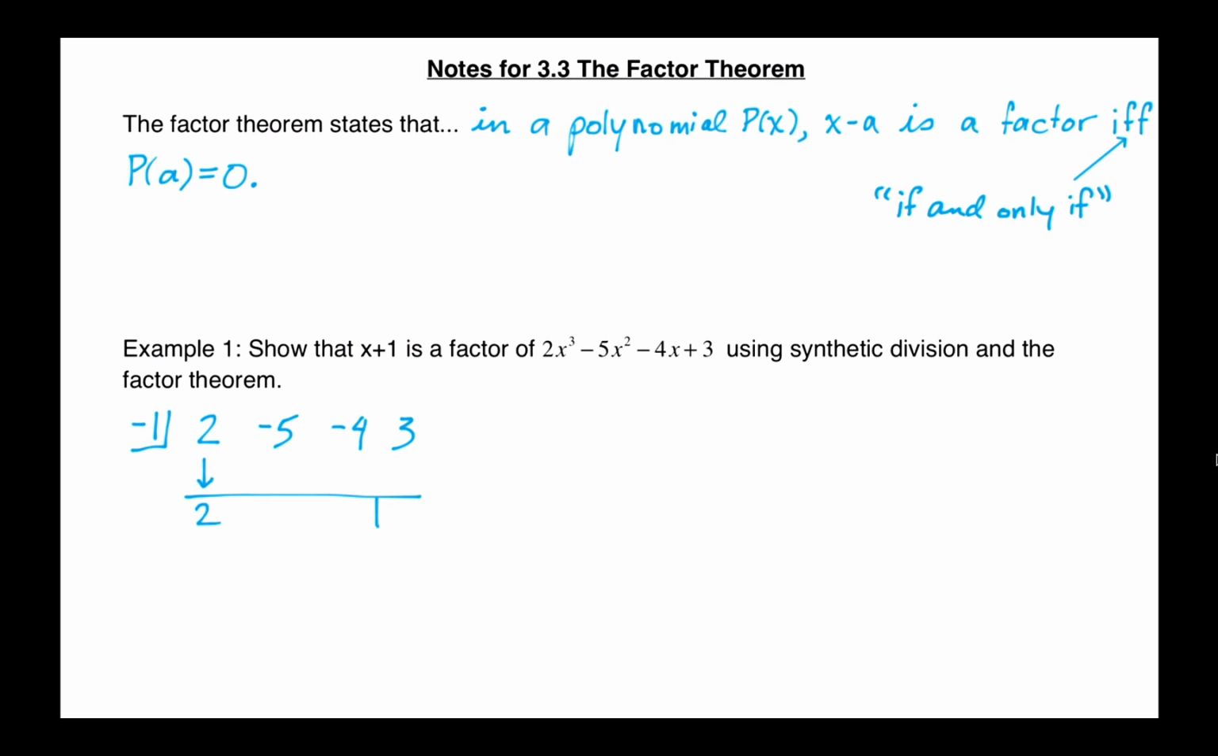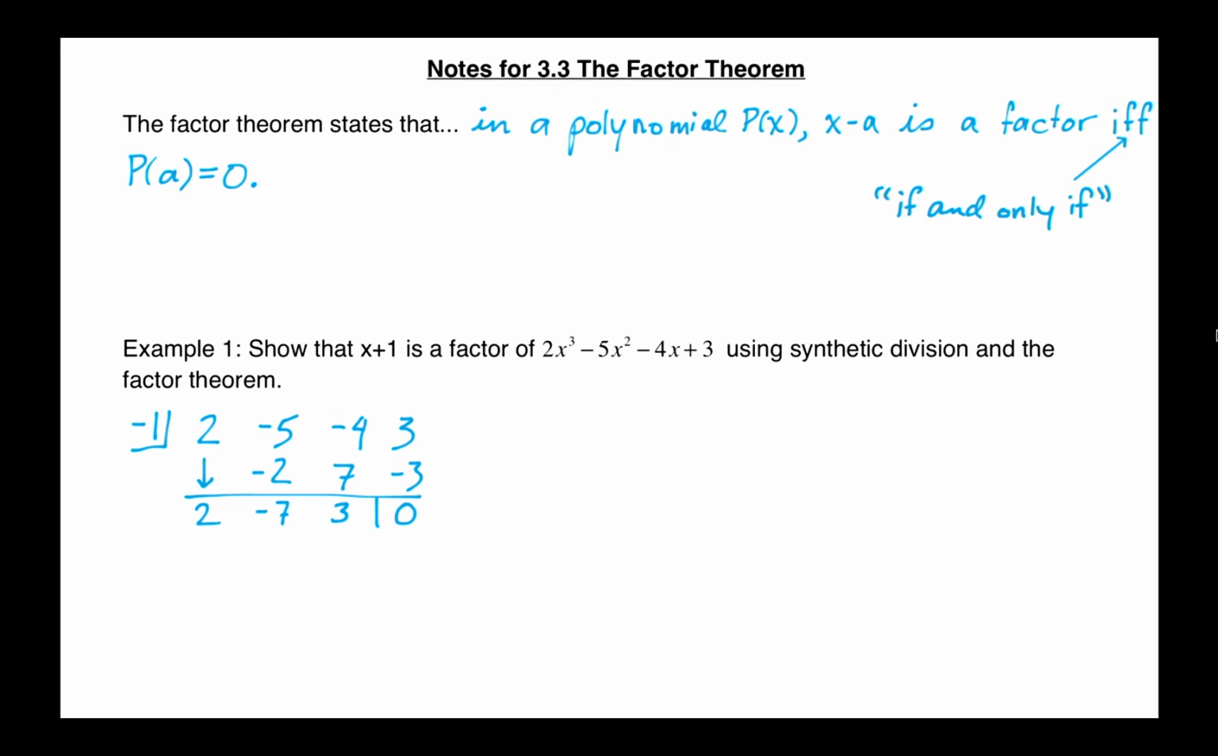We copy down the 2, multiply by negative 1, we add with negative 5, multiply by negative 1, add the negative 4, multiply by negative 1, and then add the positive 3 to that. And we end up with a remainder of 0. Since we have a remainder of 0, that means that x plus 1 is a factor.